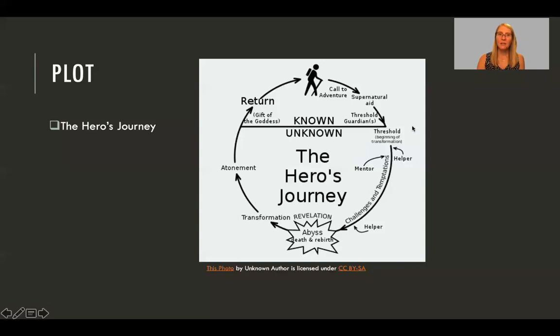During this time between the threshold and the transformation, there are helpers. There are obstacles, and challenges to leave the mission and veer off and maybe make an easier choice or do something else. There's often a mentor helping the person along.